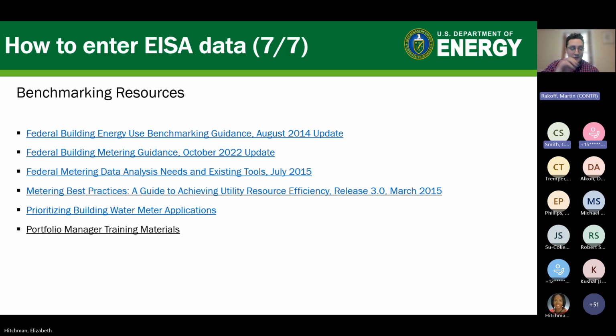With regards to the last slide, if you use that last link, Portfolio Manager training materials, that does contain videos that detail how to create accounts and how to use the application. But then we have all of these various resources that you can use. So we have federal building energy use benchmarking guidance, metering guidance, metering data analysis needs and existing tools, best practices for metering, and prioritizing building water meter applications. All of these are fantastic. I recommend that you check them out.